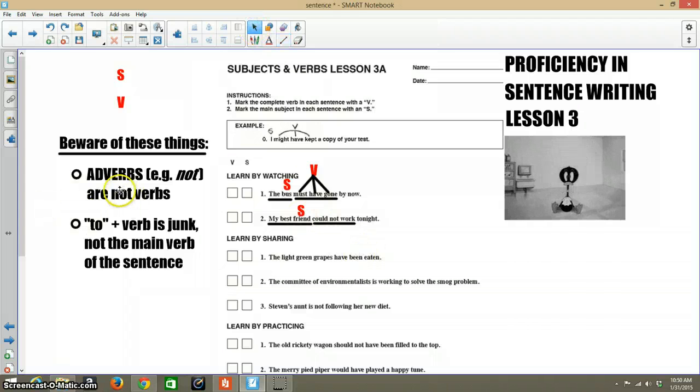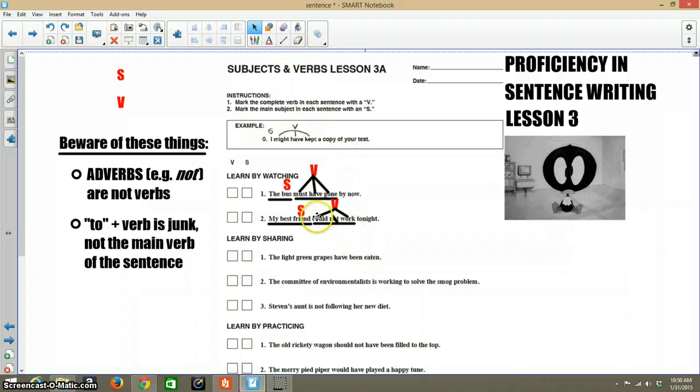The word not is an adverb. It's not a verb. So what you're going to do when you put the V over top here is just draw a line from could, and you draw a line from work. And that's your complete verb, could work. Not is an adverb. If you cross it out, great. If you don't cross it out, that's fine as well.